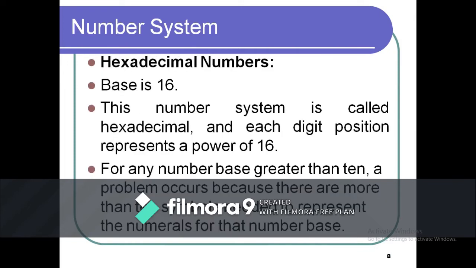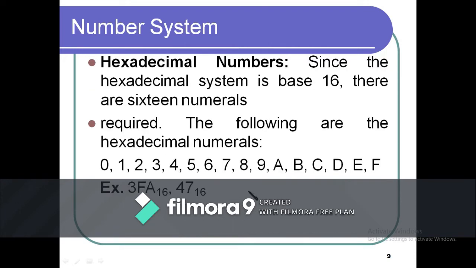Okay, now we move toward the next number system, the hexadecimal number system. The name itself says the base is 16. Each digit position represents a power of 16. In a number base greater than 10, a problem occurs because more than 10 symbols are needed to represent the numerals. After 9, two-digit numbers such as 10, 11 would appear, which causes problems. Hence we use 0 to 9, and after 9 we use A, B, C, D.